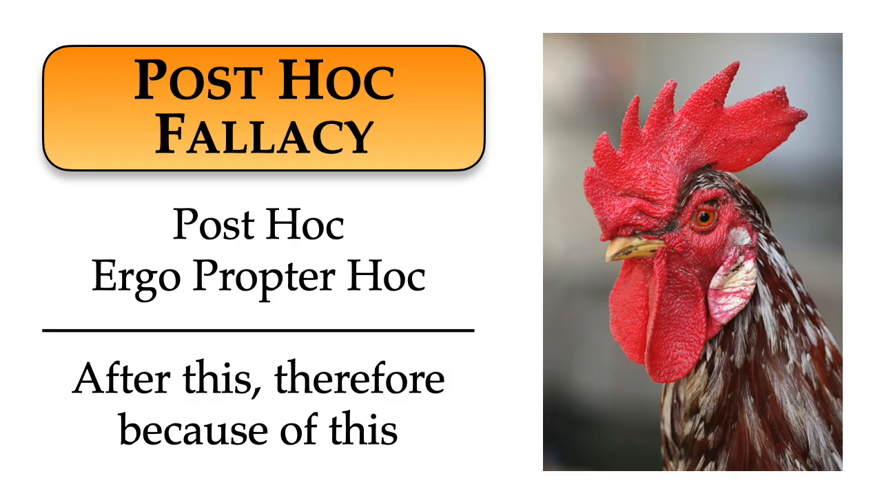Okay, the first one I'd like to talk about is the post hoc fallacy. Post hoc ergo propter hoc, which means after this, therefore because of this. The classic example of the post hoc fallacy is the rooster taking credit for the dawn. Every morning he wakes up, he crows, and the sun comes up. So pretty soon he thinks he's causing the sun to rise. And it's not just roosters who commit this fallacy, humans do too.